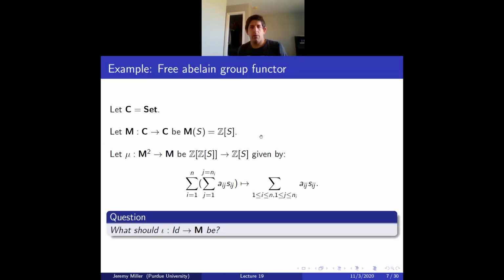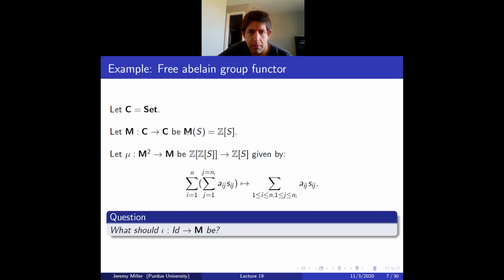Okay, so let's try to make this more concrete. What's an example? Everything has this underlying category. So C will just be the category of sets, and we'll let M from C to C be the free abelian group functor.